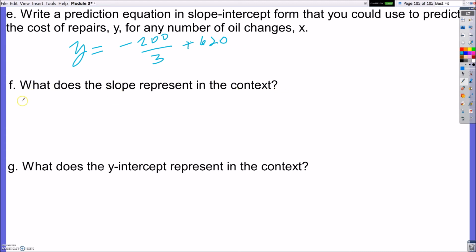So what does the slope represent in this context? Remember, it's change in y over change in x, which is money and what is it called? Oil changes. So the slope represents that you pay $200 less for every 3 oil changes you get.